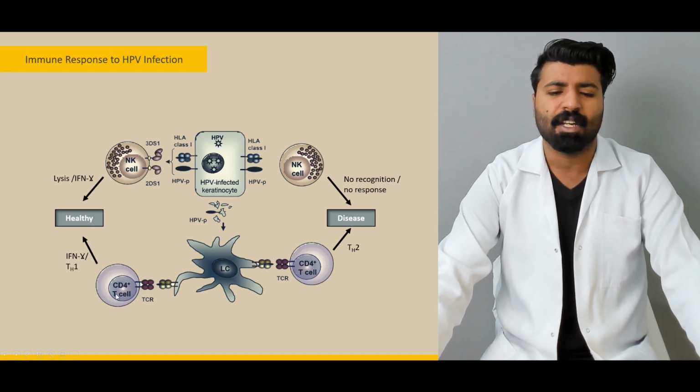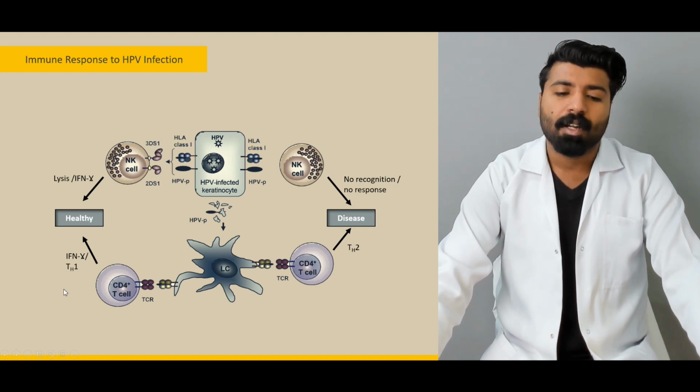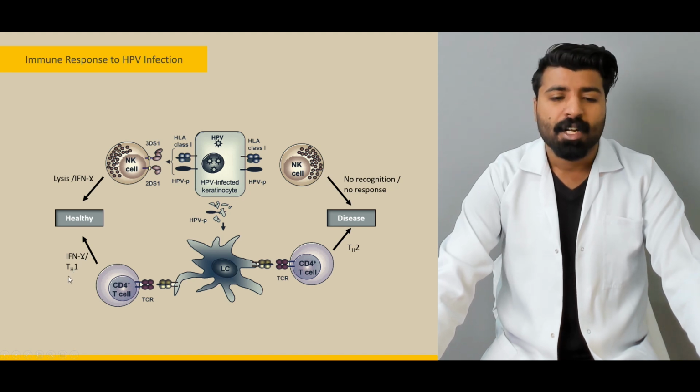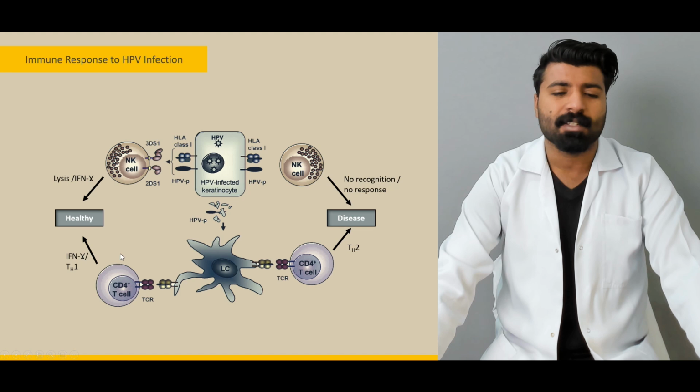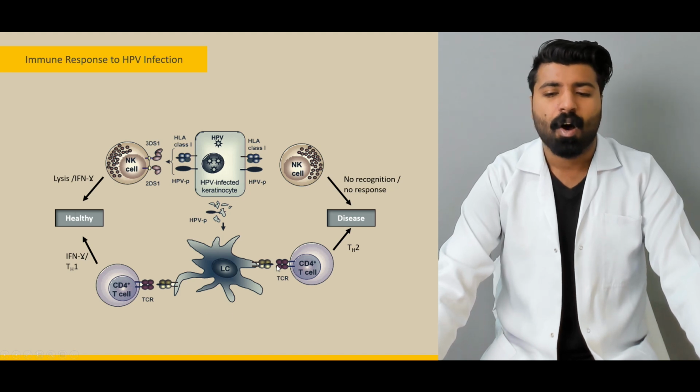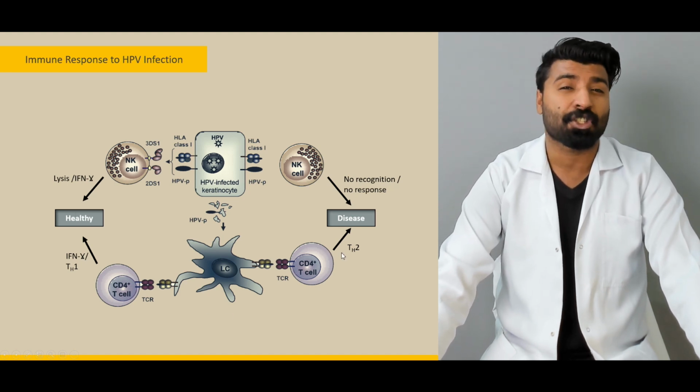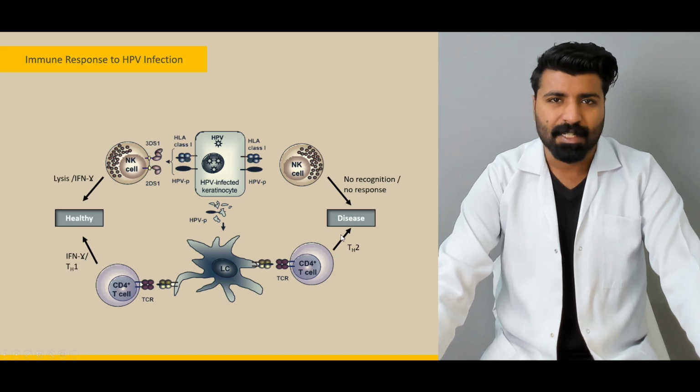On the other hand, we have these LC cells, which are affected by what? CD4 T cells, right? They are in contact with them. If they are recognized and affected by Th1 cells and interferon gamma, they will again lead to a healthy cell. On the other hand, if they are affected by Th2 cells, they lead to a diseased cell.